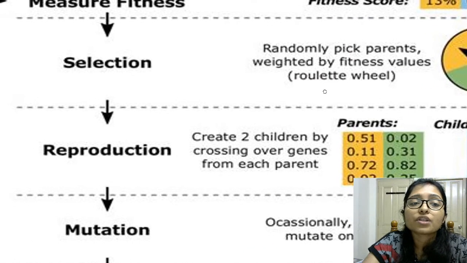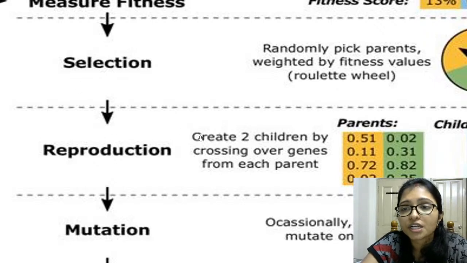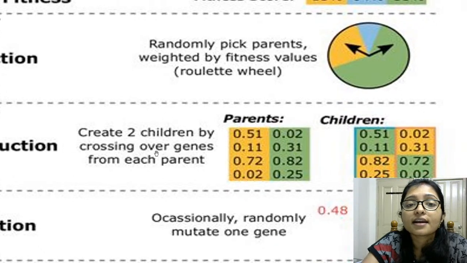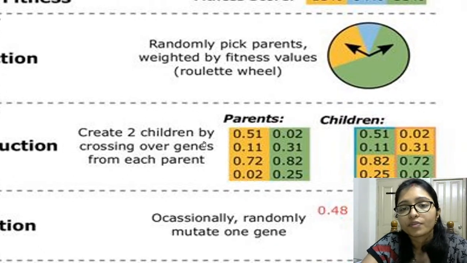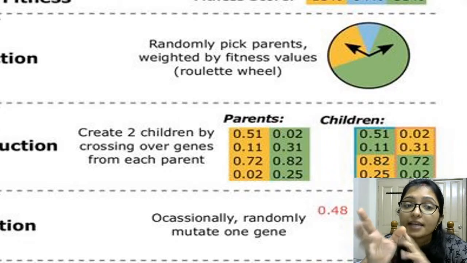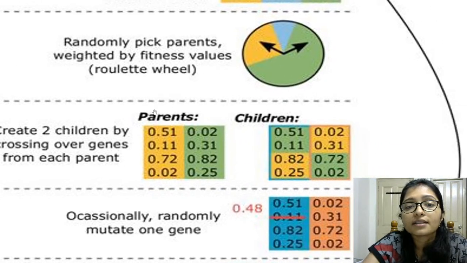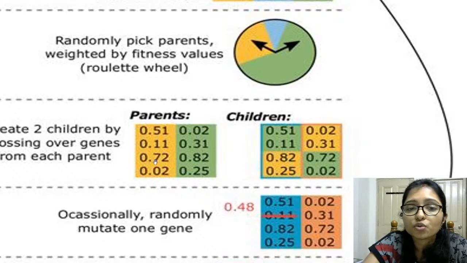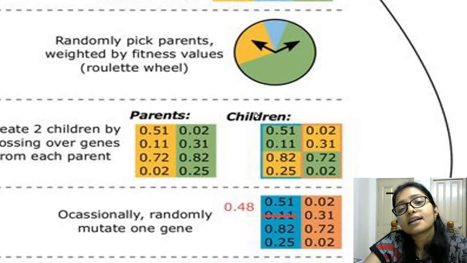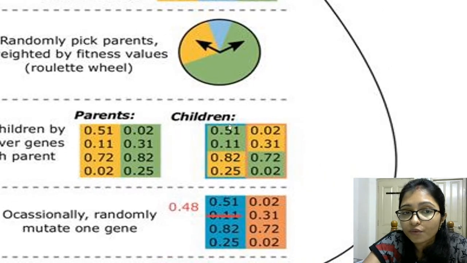Okay, now the reproduction. How does the reproduction go on? Create 2 children by crossing over. How does the crossover work? Here there are 2 parents, the yellow one and the green one. From these 2 parents, the values are 0.5, 0.2. These are the parent values. And finally the children values come from the crossover: 0.5, 0.11 here, 0.231 here, and 0.825 here.